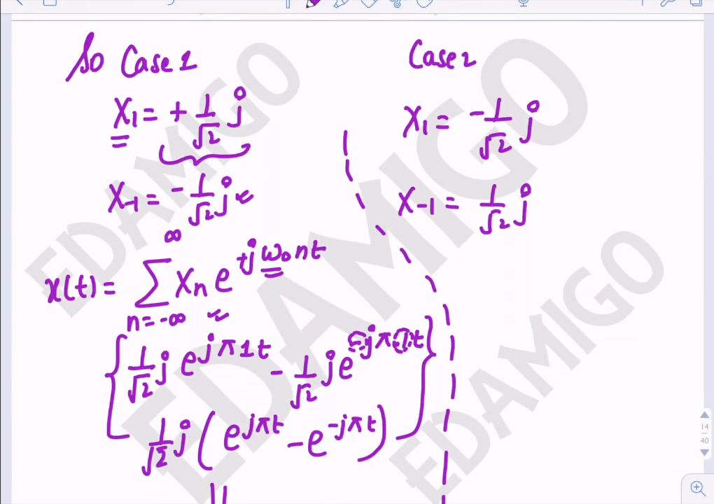Now case 2, here xt will be equals to again summation xn e to power j omega naught, that is pi nt, n equals to minus infinity to infinity.